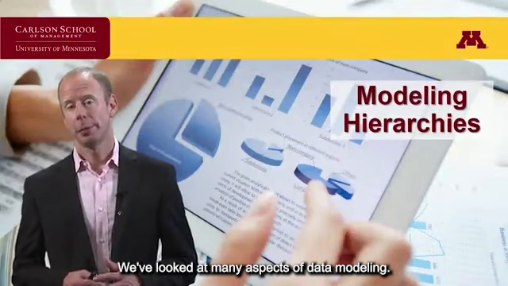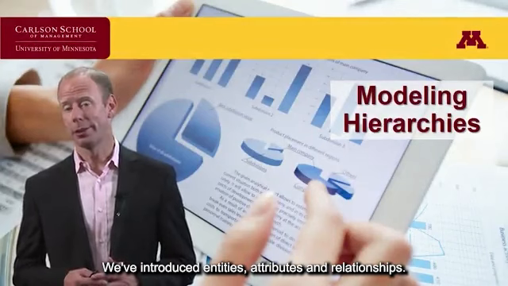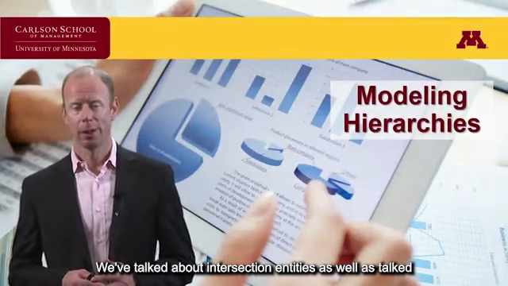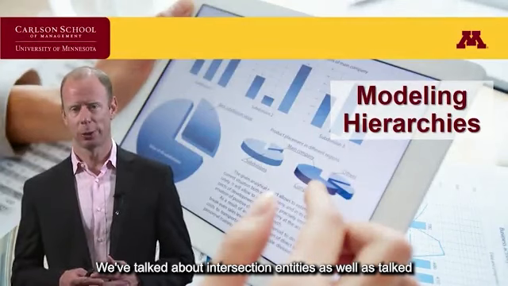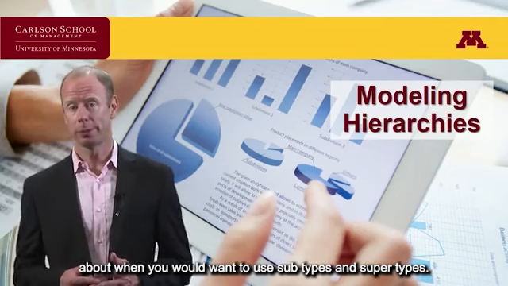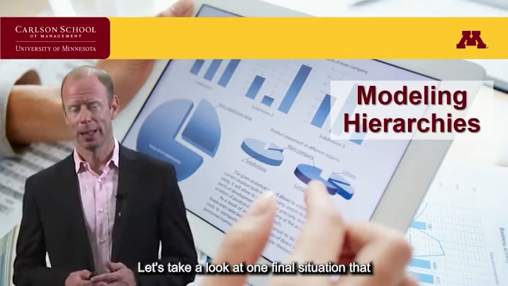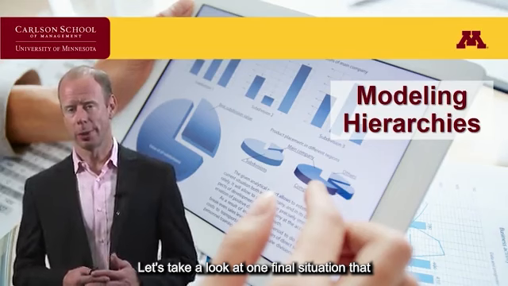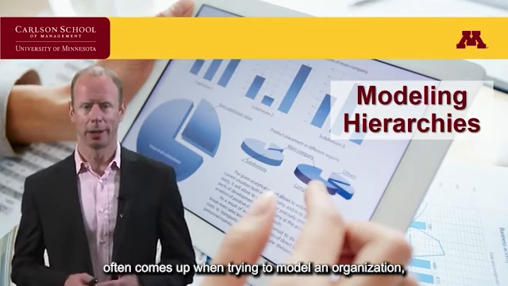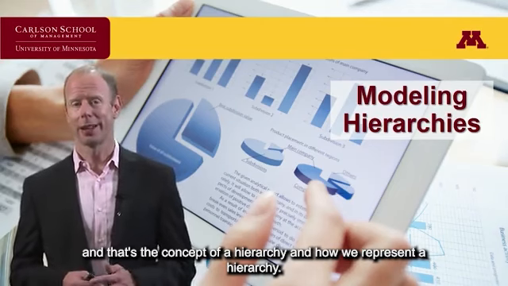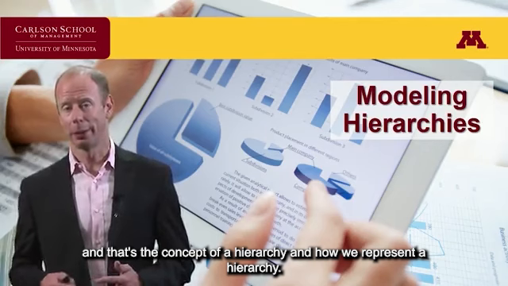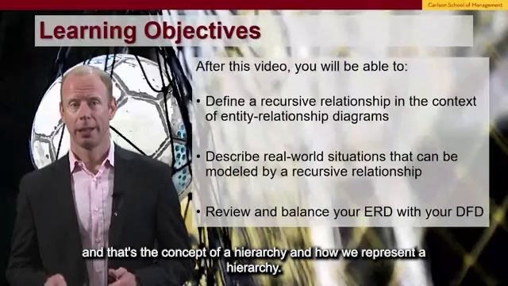We've looked at many aspects of data modeling. We've introduced entities, attributes, and relationships. We've talked about intersection entities, as well as talked about when you would want to use subtypes and supertypes. Let's take a look at one final situation that often comes up when trying to model an organization, and that's the concept of a hierarchy and how we represent a hierarchy.